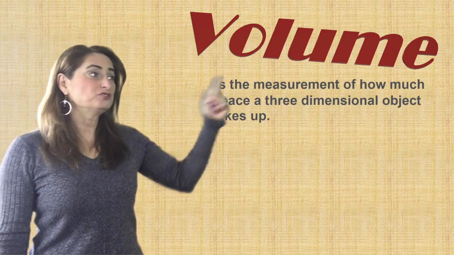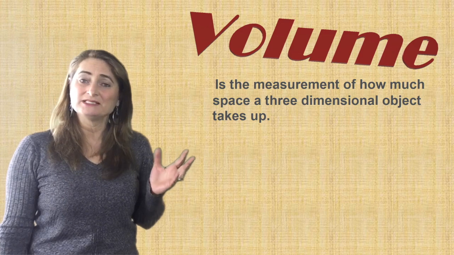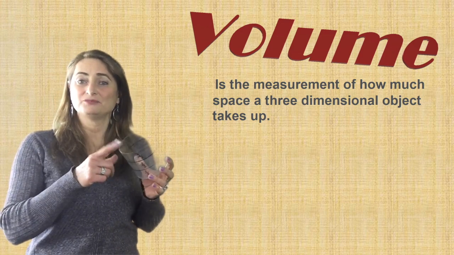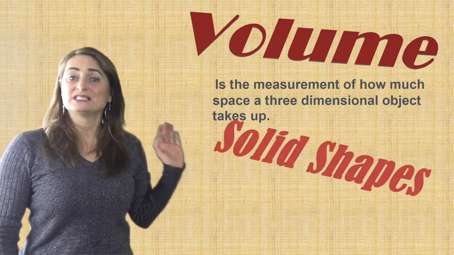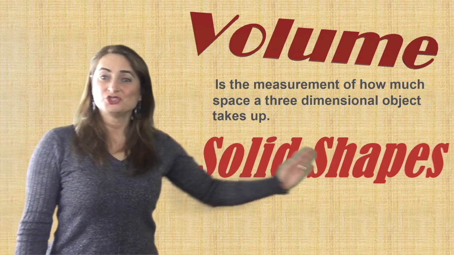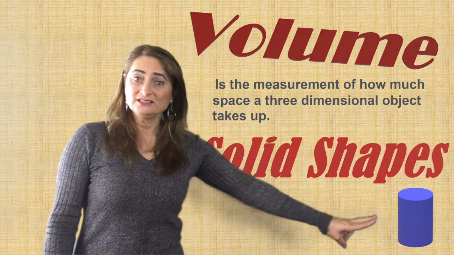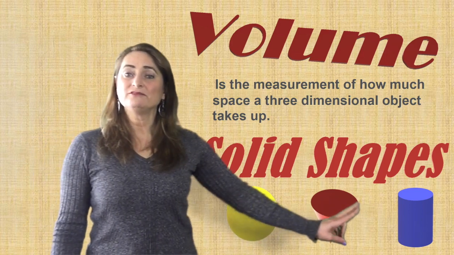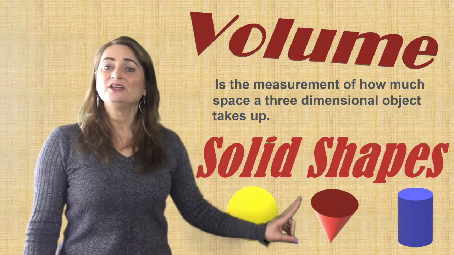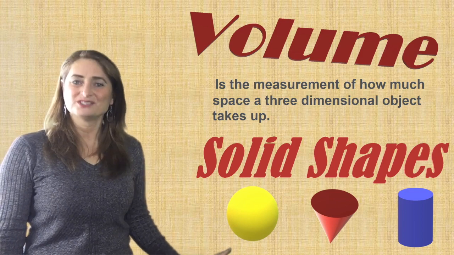We will continue talking about volume. Volume is the measurement of how much space a three-dimensional object takes up, which means how much you can fill an object with. Three-dimensional objects are called solids or solid shapes. Examples of solid shapes are the cylinder, the cone, and the sphere. We already talked about the volume of a cylinder and the volume of a cone. Today, we will be talking about the volume of a sphere.